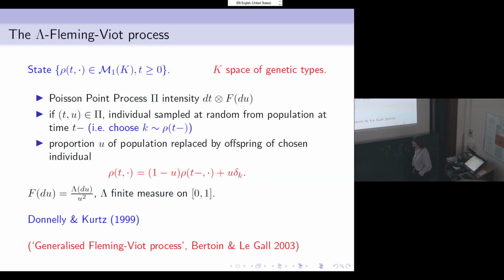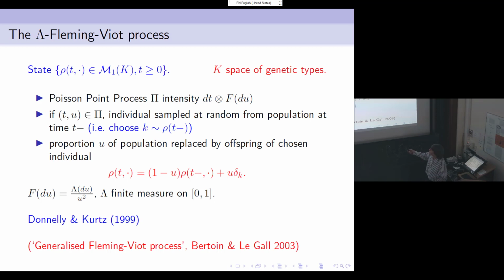And so you can imagine that if I do this without space for a whole Poisson process of events, I'm going to arrive at a stochastic process which is relatively simple to describe, and we're going to call it the Lambda-Fleming-Viot process. It's a name that was adopted by both Wright and Malécot. They call these generalized Fleming-Viot processes.